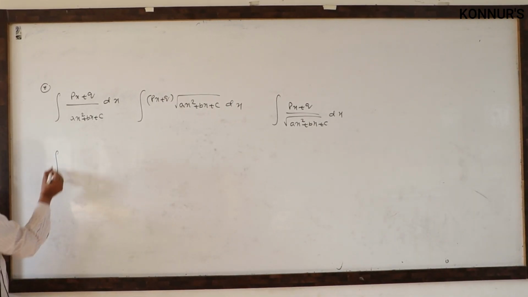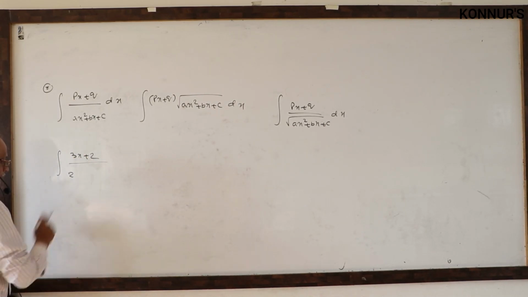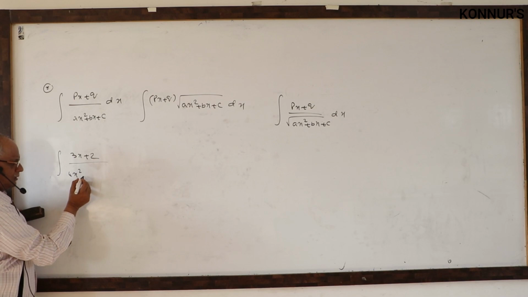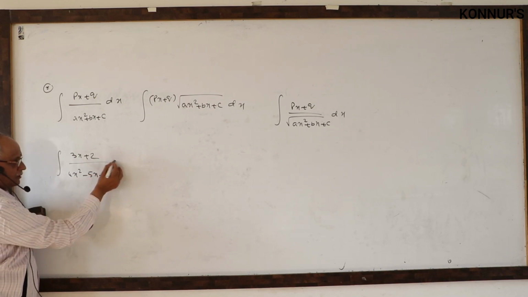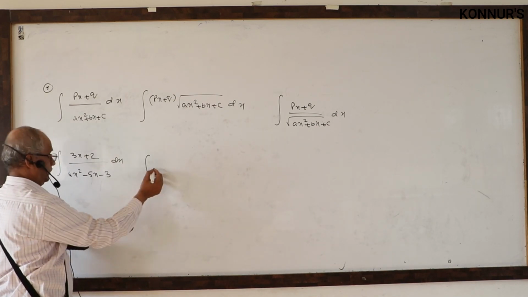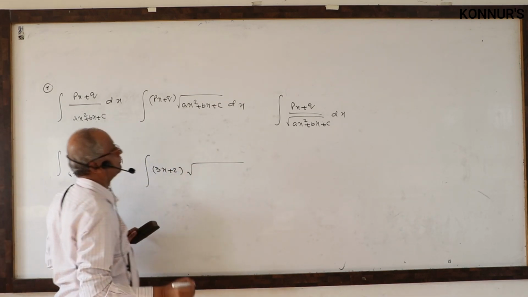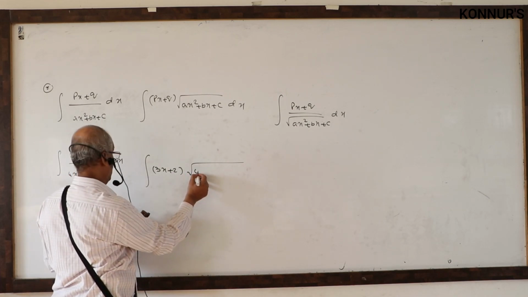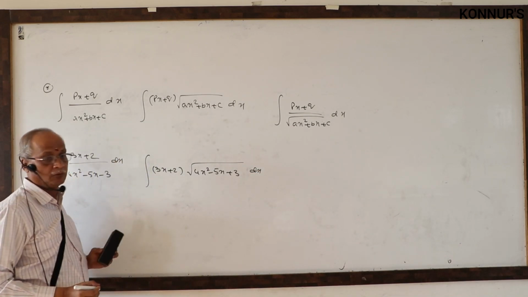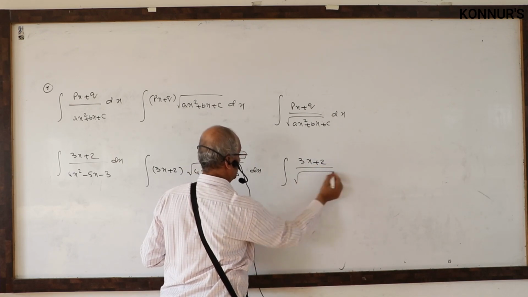Example, I write here: (3x plus 2) by a quadratic function. What will you consider as a quadratic function? 4x square minus 5x minus 3, on quadratic I wrote. Or (3x plus 2) by root quadratic, which is 4x square minus 5x plus 3 dx. Or (3x plus 2) by root quadratic.